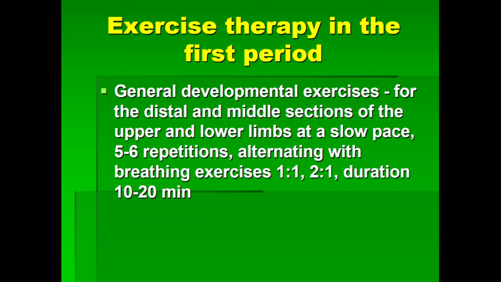General development exercises are used very widely for the distal and middle sections of the upper and lower limbs. These are small and middle muscle groups at a slow pace, 5-6 repetitions, alternating with breathing exercises: 1 general development exercise and 1 breathing exercise, then 2 general development exercises and 1 breathing exercise. Duration should be 10 to 20 minutes.